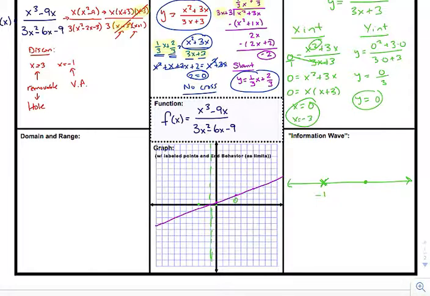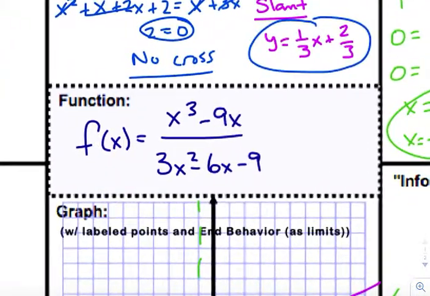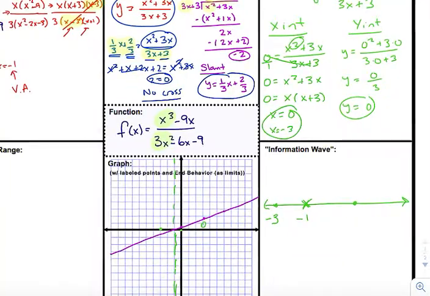And that looks like it's it. Oh, I'm sorry, we have one more. I forgot, negative 3. So we have another one at negative 3. All right. So information wave, if we look at our leading coefficients, they're both positive, which means it's going to be a normal wave. So we should start with a positive, start right here, cross our axis here, and cross our axis here again.